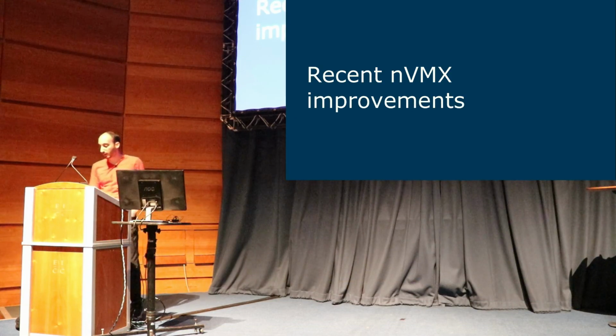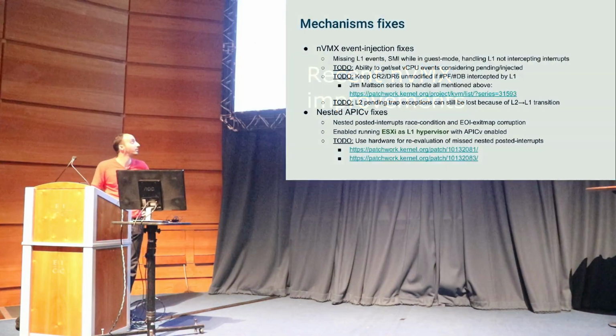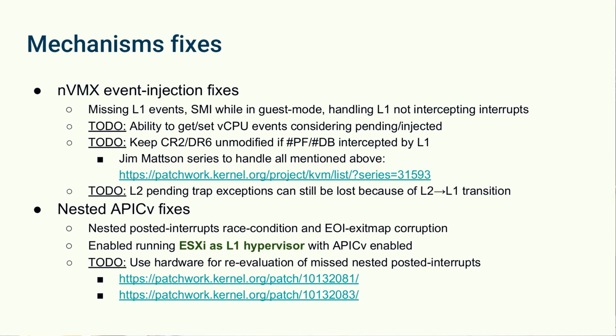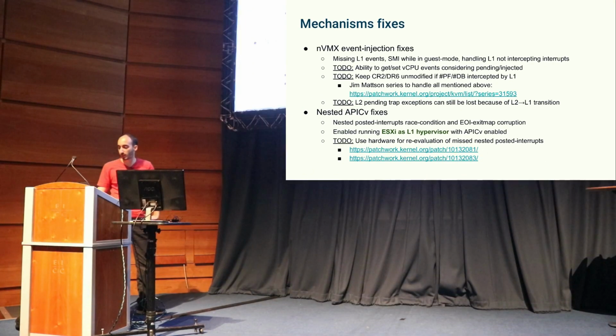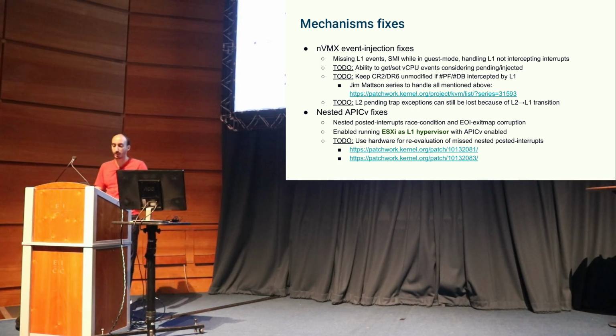So what I will do now with the few minutes that I have left is go at a very, very high level over the past year's work that happened on nVMX. I won't deep dive into everything, but as I said, we had a lot of fixes on nVMX event injection. Most of them were very similar to the issue that you just saw. It's basically missing opportunities to reevaluate what should be done with a layer 1 pending event.